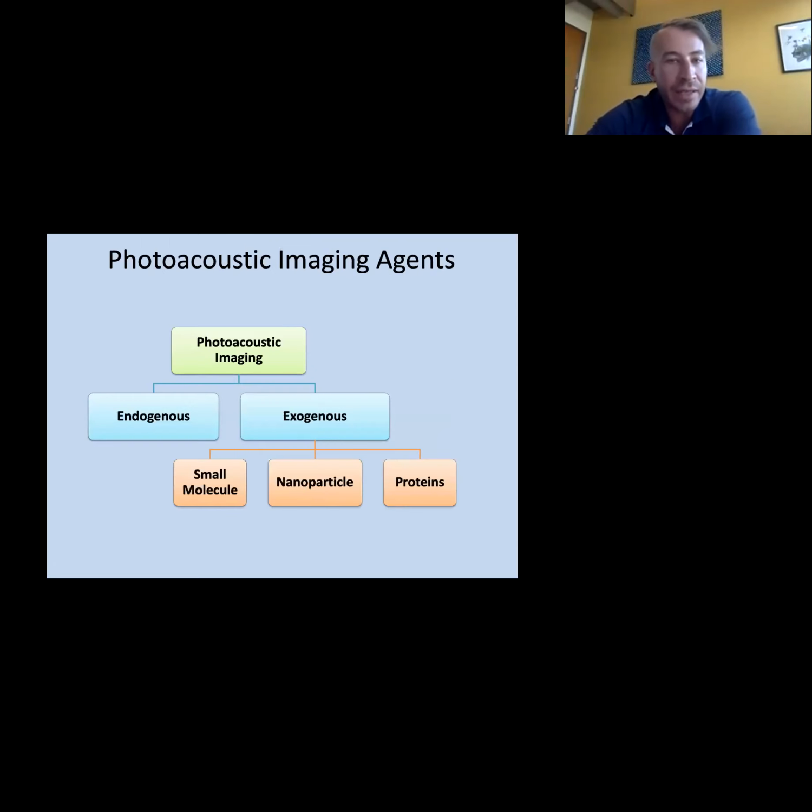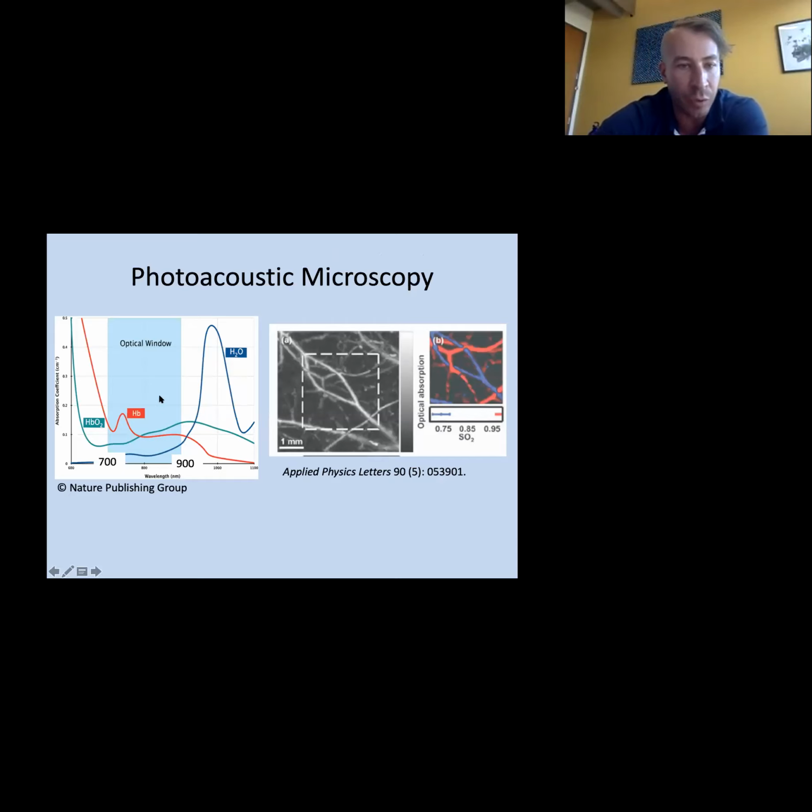Okay, so in the time we have left, I want to talk about some of the applications of this technology. If we think about photoacoustic imaging, what is actually doing the absorbing? Well, you can have two main bins: endogenous absorbers or exogenous absorbers. If we think about endogenous absorbers, two of the best ones are hemoglobin and deoxyhemoglobin.